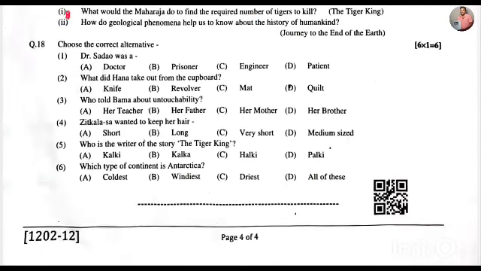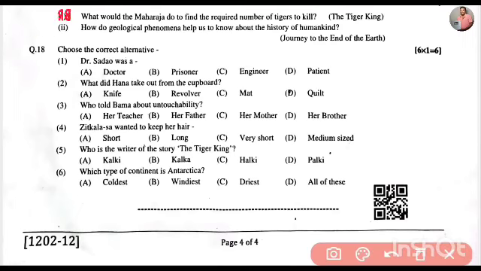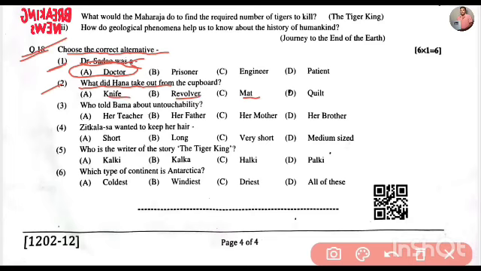After that, look, this is a 6-mark question. There are 6 multiple choice questions. Choose the correct option. The first question is, Dr. Sadao was. So, who was Dr. Sadao? He was a doctor. So, option A will be correct. The second is, what did Henna take out from the cupboard? So, it includes a knife, a revolver, a mate, and a quarter. So, which option is correct? You have to tell us this in the comment section.